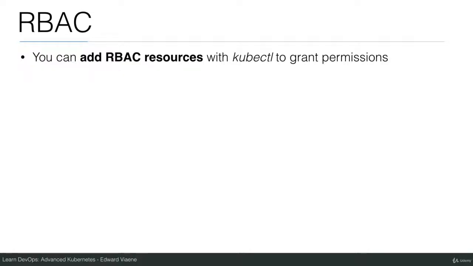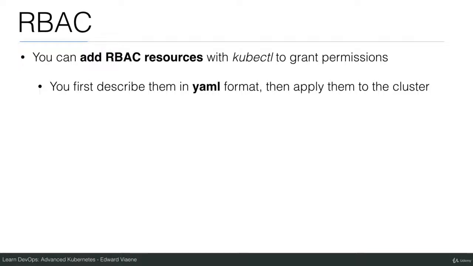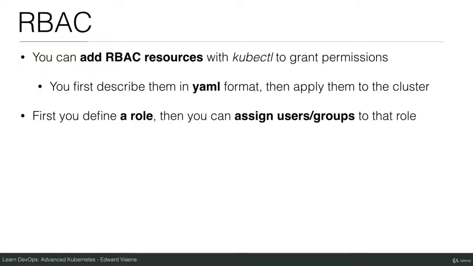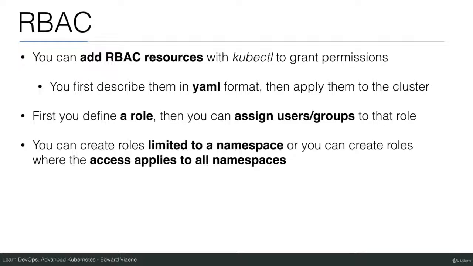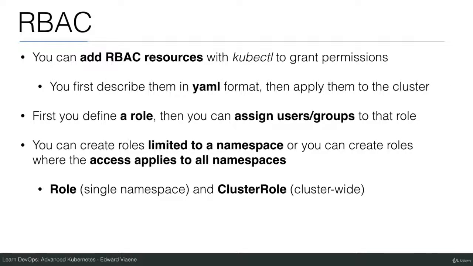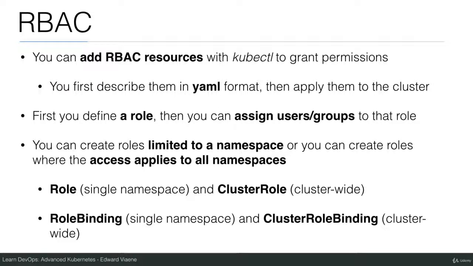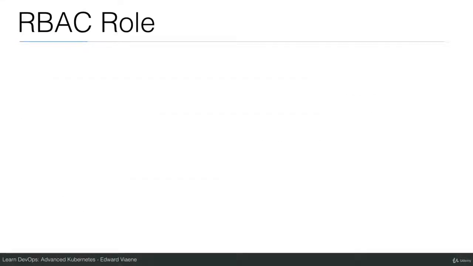Once enabled, you can add RBAC resources using kubectl to grant the permissions. You first describe them in YAML format, then you apply them to the cluster. First, you define a role, and then you can assign users and groups to that role. You can create roles limited to a namespace, or you can create roles where the access applies to all namespaces. The object Role is for a single namespace, and ClusterRole is cluster-wide. RoleBinding is for a single namespace, and ClusterRoleBinding is cluster-wide. So every time you prefix Cluster, it's going to be cluster-wide.